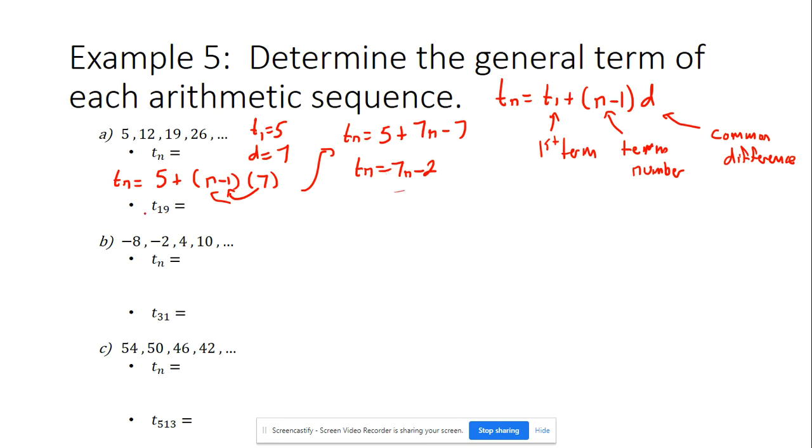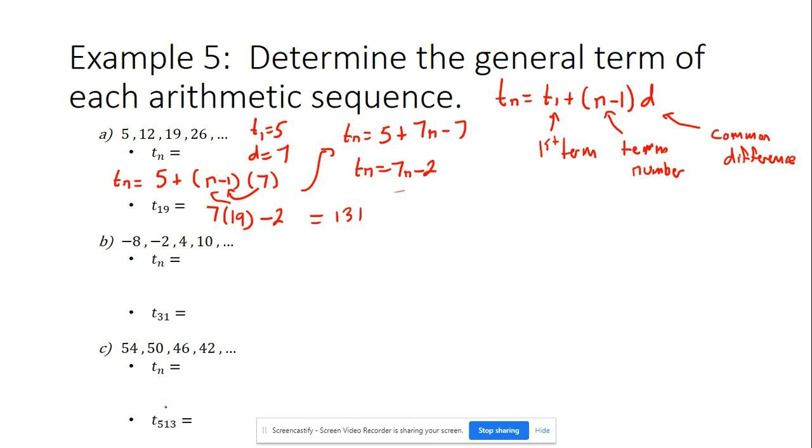Now what it's asking over here is T19. So it's asking for the 19th term of this sequence. So one, I could do it the long way. I could just add 7 19 times until I get the 19th term, right? Or if I use this formula, T19 equals 7 times, my n value is 19 in this case, so 7 times 19 minus 2. Then just go into calculator, and you go 7 times 19 minus 2, and the answer is 131. So hopefully, guys, you see that this is actually quicker than doing this out 19 times. Well, maybe it wasn't for this example, but over here, guys, we have to do it 31 times, and this one over here we have to do it 513 times.